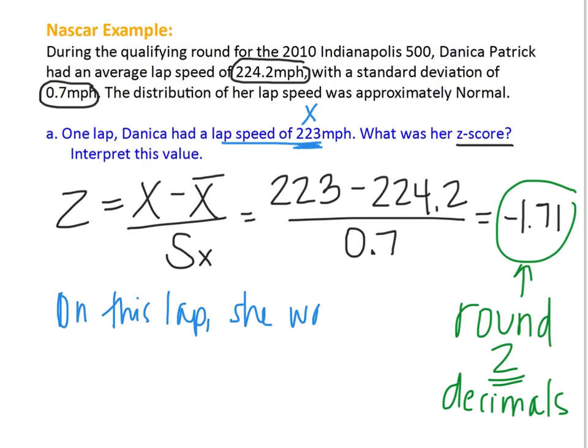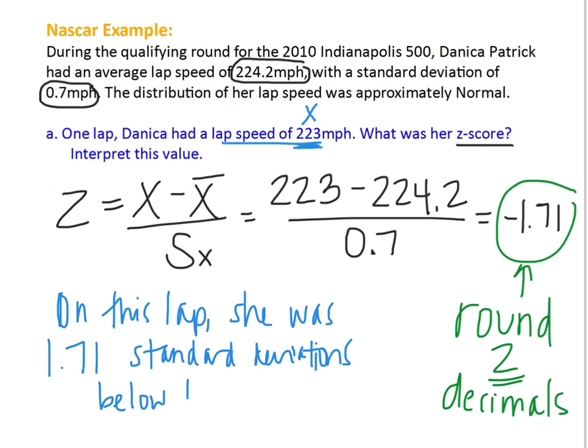she was 1.71 standard deviations below her mean mile per hour. So on this lap, she was 1.71 standard deviations below her average mile per hour. I know it's below because my z-score is negative.